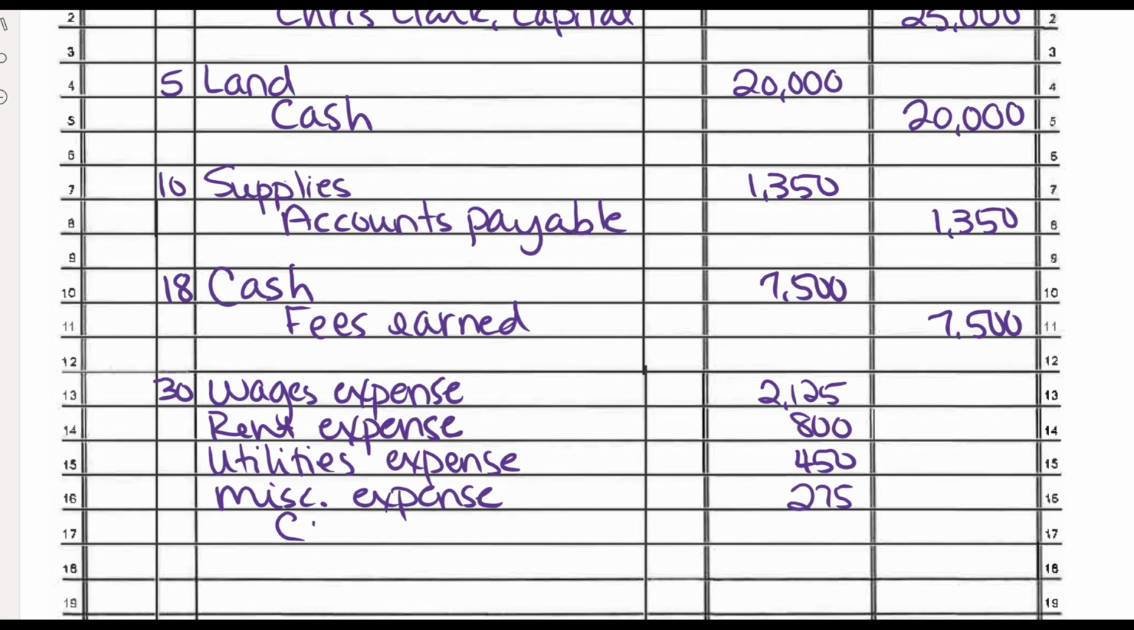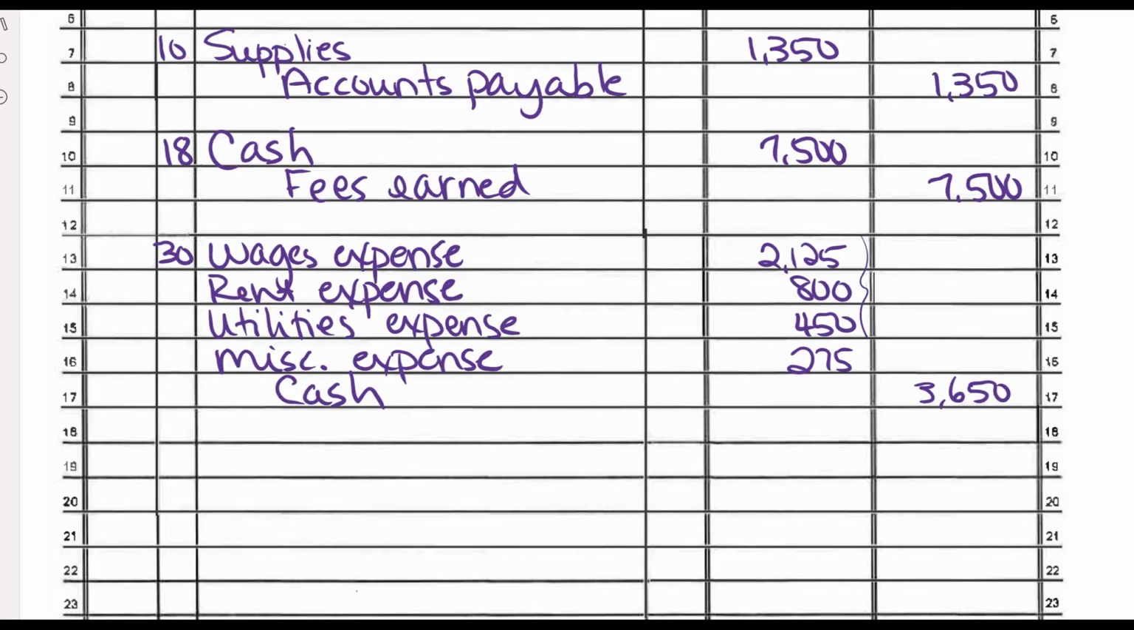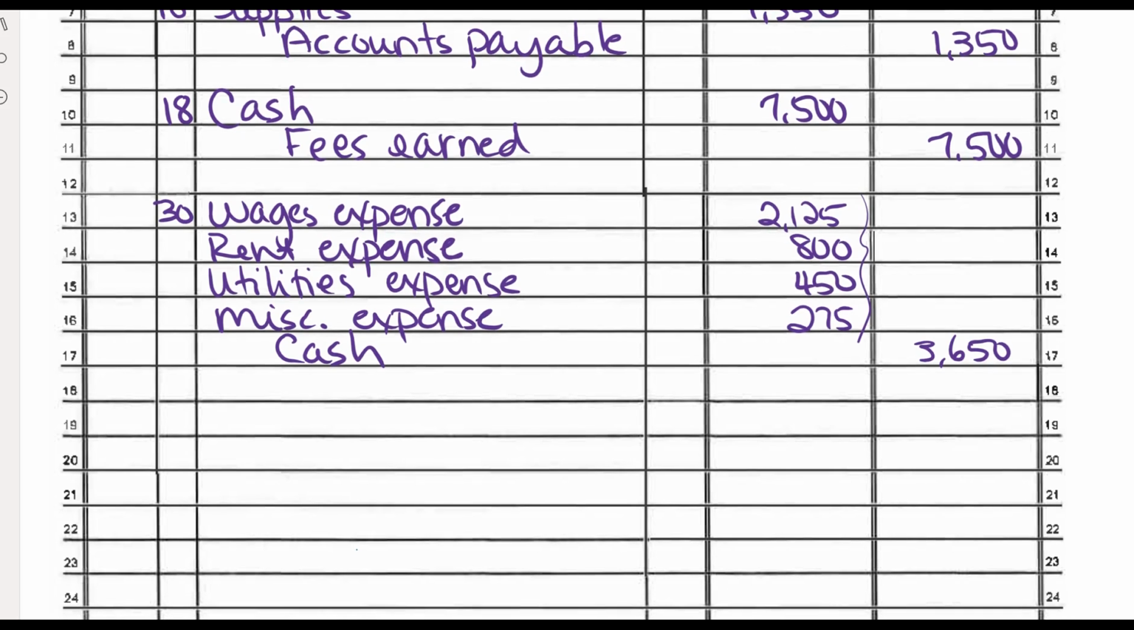Okay, so we're going to credit cash to show that these were paid. So we'll add all of these numbers up, $21.25 plus $800 plus $450 plus $275, and we have a credit to cash for $36.50. So you can see in every entry we have an offsetting credit to our debit that makes the entry balance. So in this case, this would have to total $36.50 or the entry wouldn't balance. So we're going to credit cash for the amount of each expense added together and show that cash was reduced by that amount.